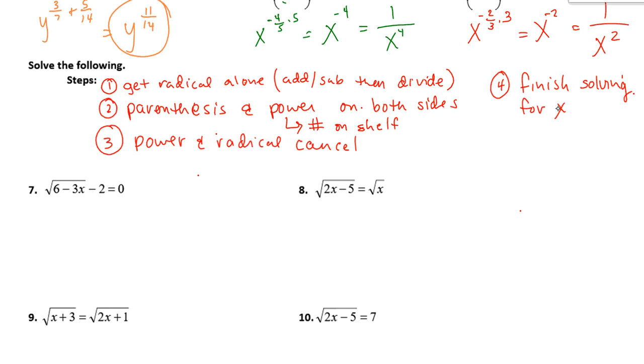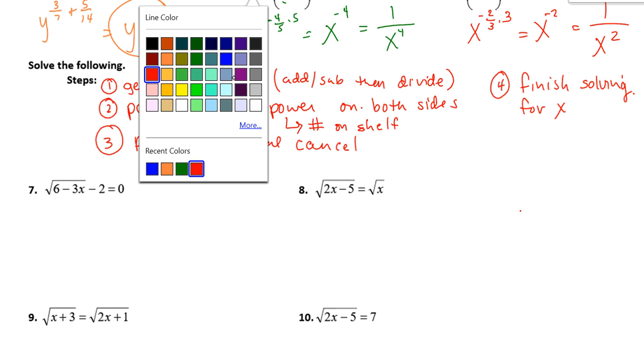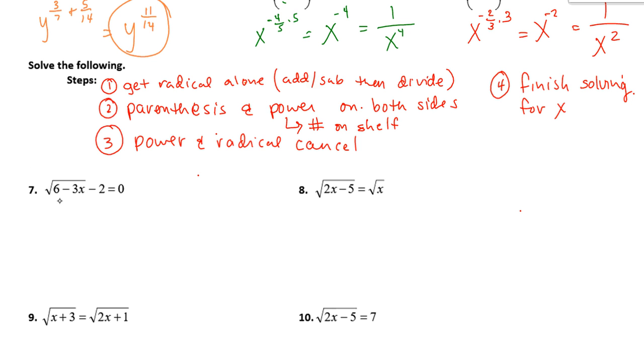All right, let's look at a couple of these. So number 7 here, we've got square root of 6 minus 3x, minus 2. That 2 can't be there, so we've got to get rid of it. I'm going to add 2 to both sides. 6 minus 3x equals 2. Now I can get rid of the radical.